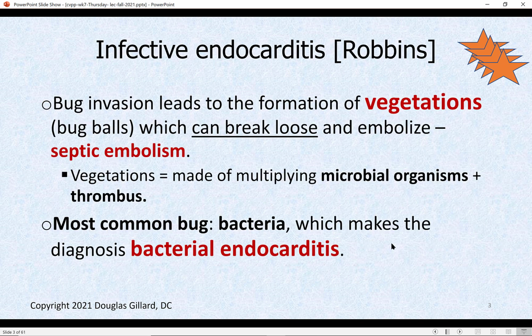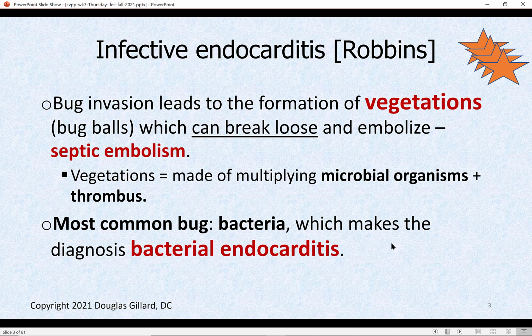Okay, so those are called vegetations. They're just bug balls that can break loose and cause an embolism. What exactly are these vegetations made of? Well, bacteria, live and some dead bacteria, and microthrombi. That's a perfect sticking point, as we've already said several times. Blood platelets can stick there, and you can get a buildup of blood clot, which is called thrombus when you're in the lumen of a blood vessel.